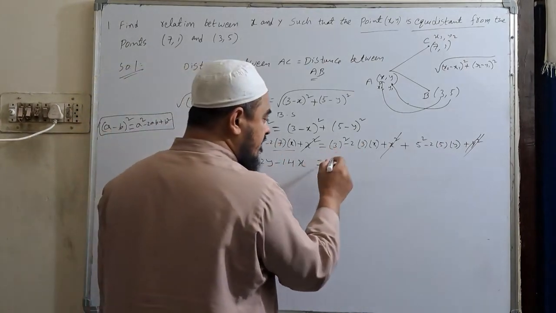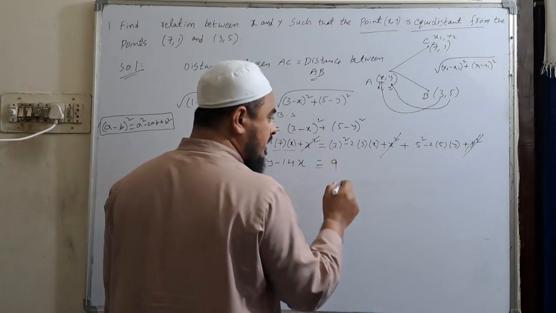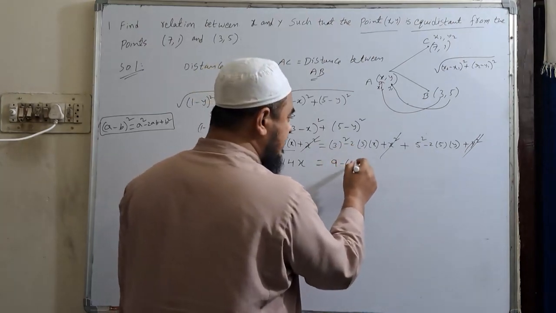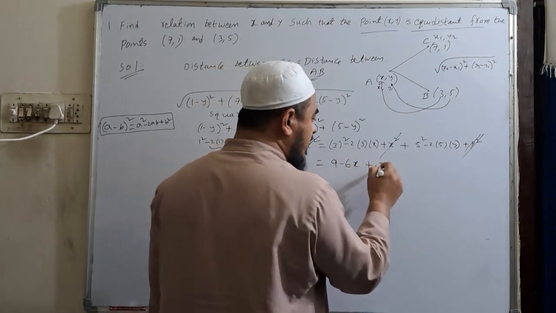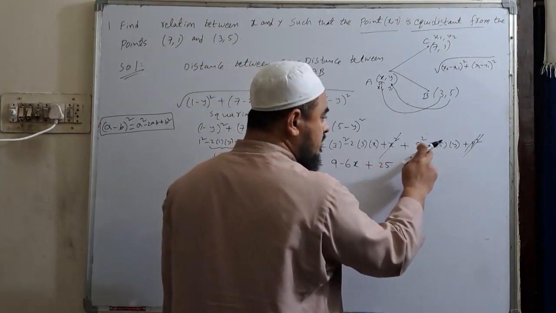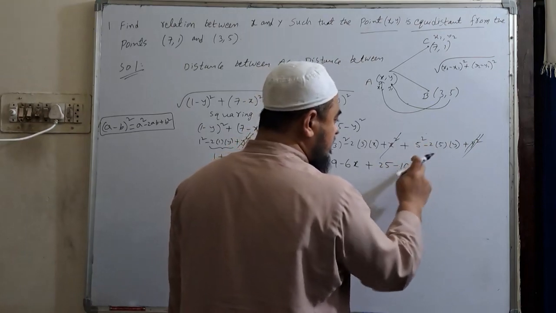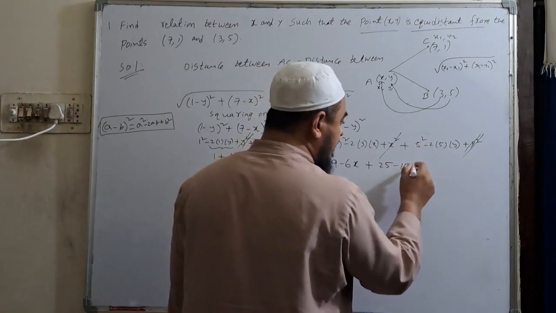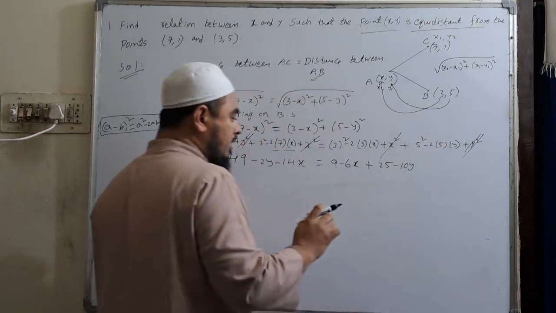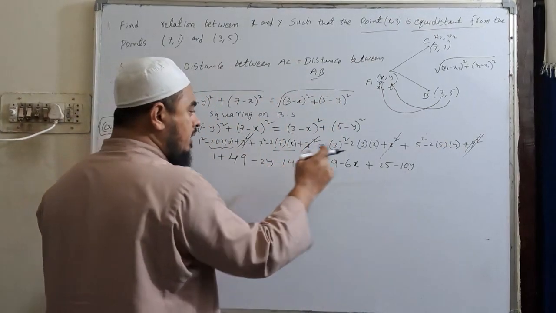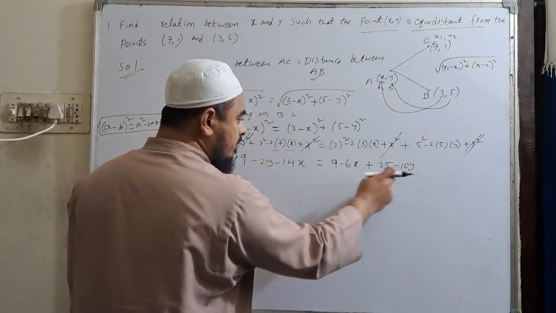Coming to the right hand side, we have 3 square, that is 9, minus 2 into 3, it is minus 6x, plus 5 square, it is 25, minus 2 into 5, 10y. Here the constants you are going to multiply, and the variable y as it is we write. Now if you observe, the left hand side has the y term and x term, right hand side also has the x term and y term.